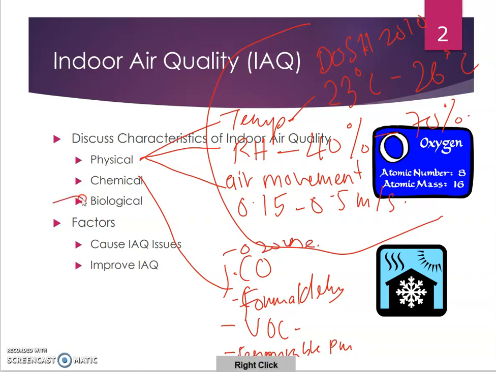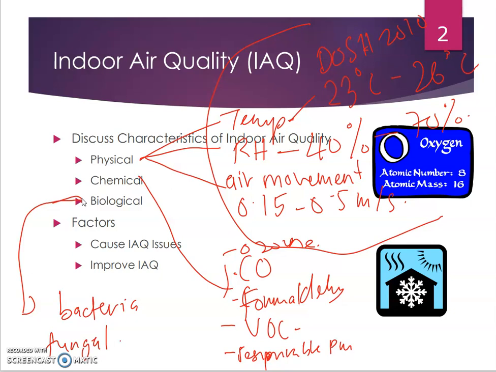And then what are the biological contaminants? The examples are bacteria and fungus. So actually, if our system is correctly maintained in terms of humidity and temperature, the growth of bacteria and fungi can be stopped. So that's why it is important to make sure we maintain our system very well.